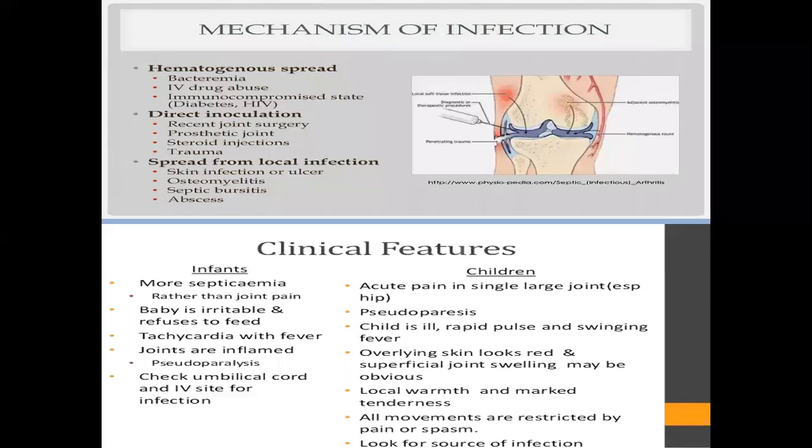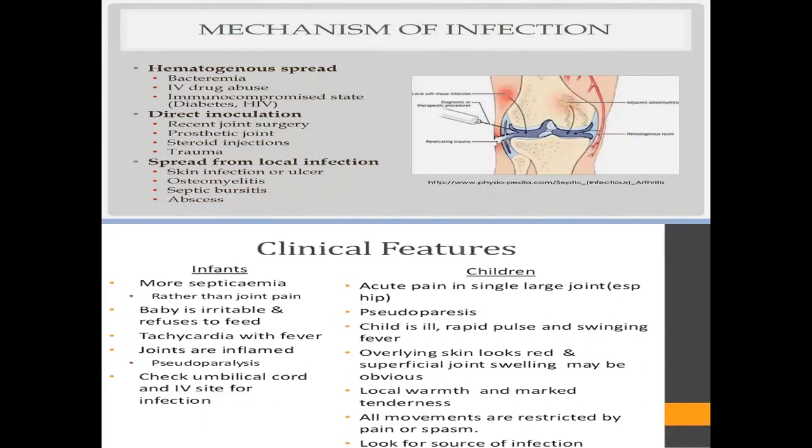Hematogenous means bacteremia, from the whole body: IV drug abuse, immune compromised state, diabetes and HIV. Direct inoculation, which is recent joint surgery, prosthetic joint, steroid injection and trauma. Spread from a local infection, here skin infection or ulcer, osteomyelitis, septic uveitis, and abscess.